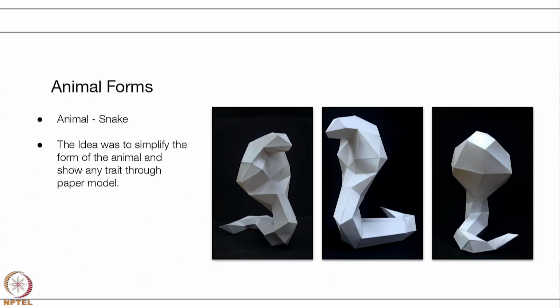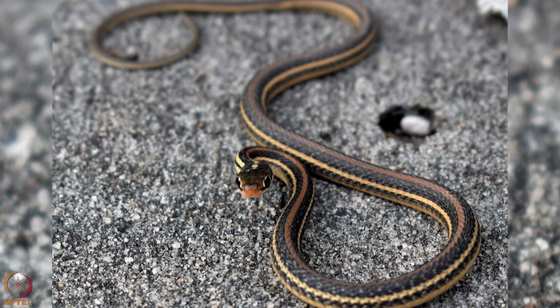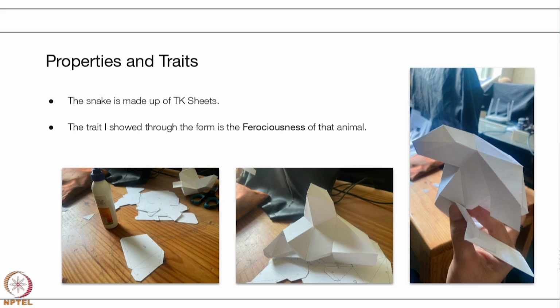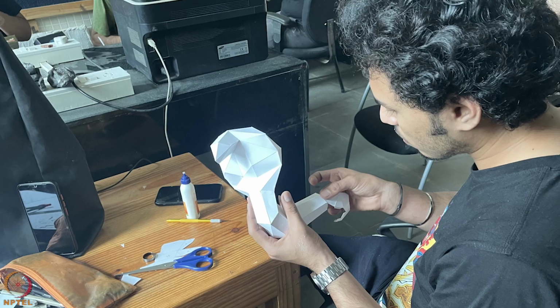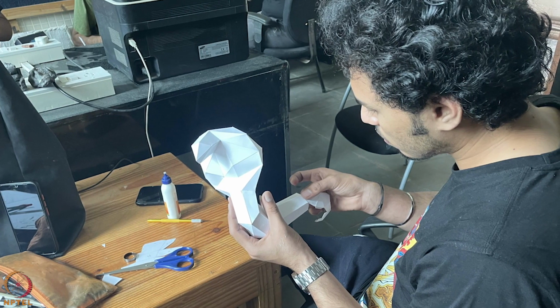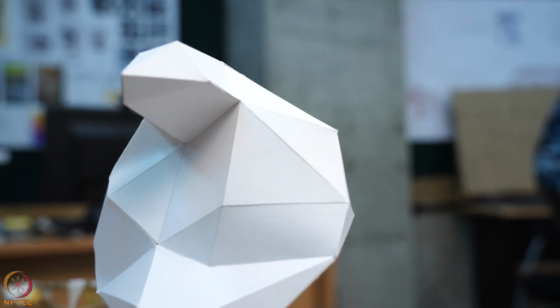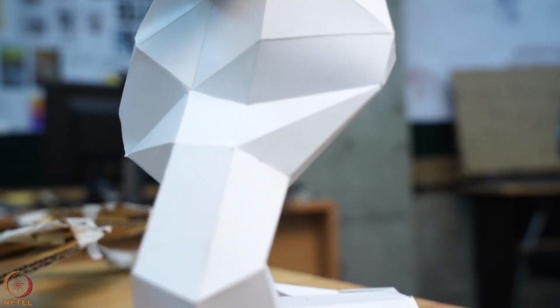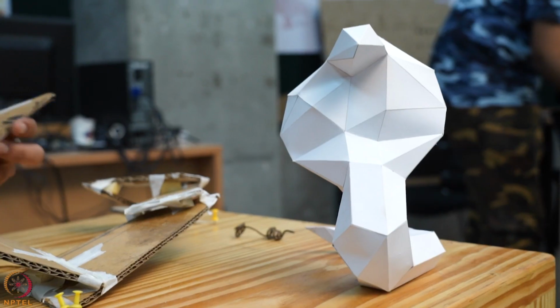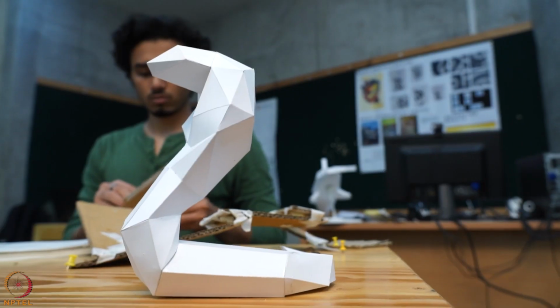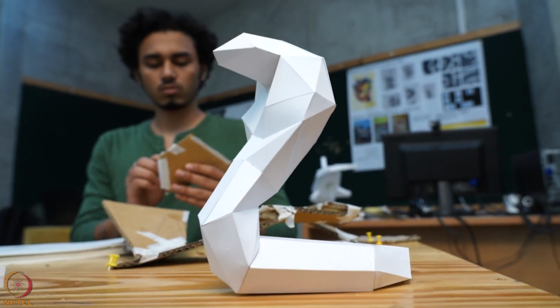Then comes animal forms. Here I chose the snake, which had two properties in my opinion: the ferociousness of the animal and its slithering movement. What I took first was ferociousness, and I made this paper model. Here, the hood of the snake literally depicts the ferociousness. Compared to its body, the hood is very big, and this is not normal in a snake. This is what was highlighted in this form.